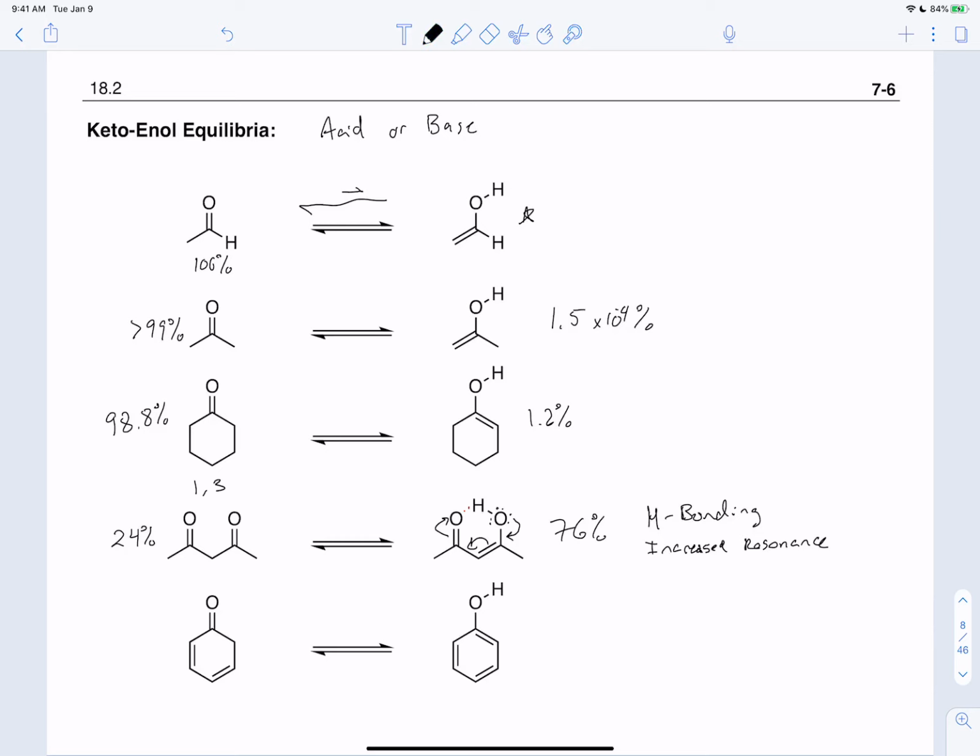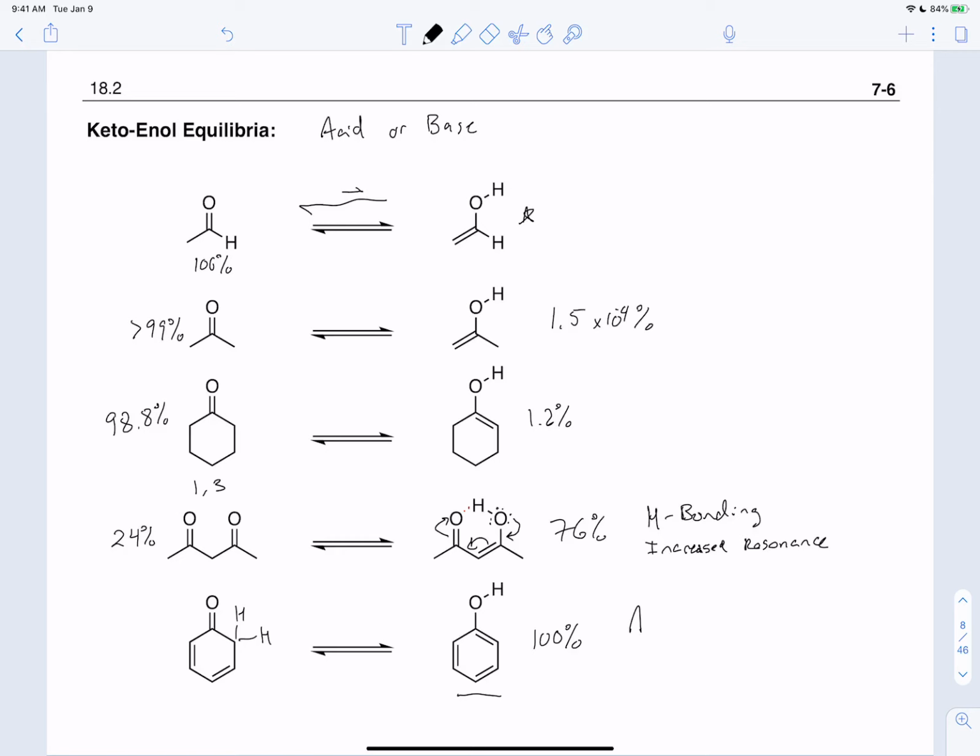And the most extreme example is with something like phenol. While we always draw phenol in this form, this is formally its enol form. And we've always seen it in this form, so it's probably not surprising that this is, in fact, 100% in the enol form. And then, of course, here we have a couple different factors. The main one is the gain of aromaticity.